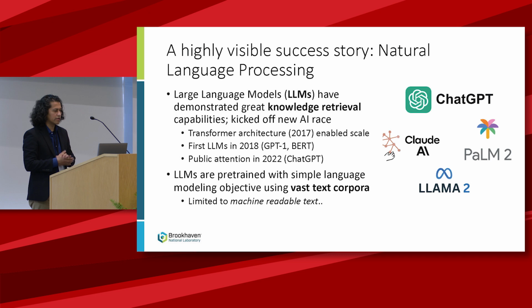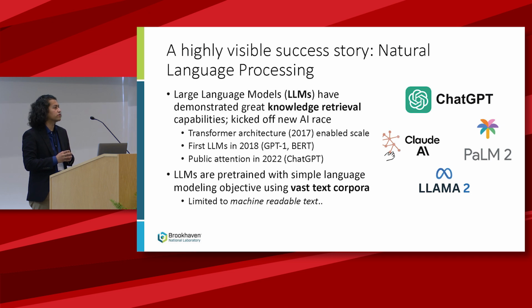Now, you all know that natural language processing, large language models in particular, has been a very visible success story for information processing at scale. And specifically, knowledge retrieval has been a very talked about capability of these large language models. In fact, it's kicked off an entire new arms race for AI development, and everybody's throwing money at this. You might know that the background for this is fairly recent as well. The transformer architecture that enabled all of this scalability only came out in 2017. And the very first LLMs came out just a year later in 2018. But of course, it got public attention in 2022 with ChatGPT.